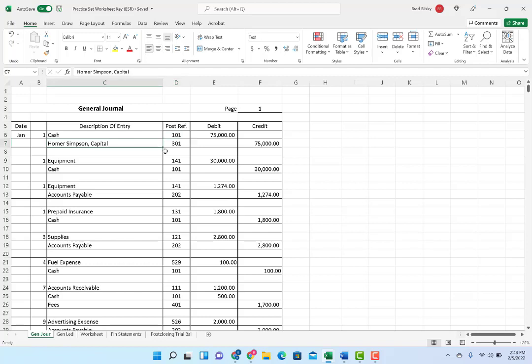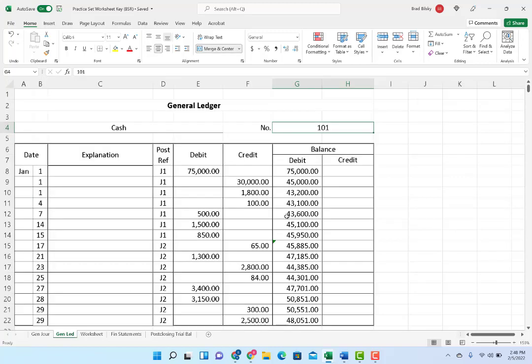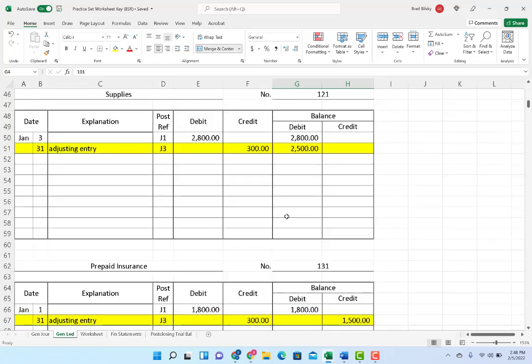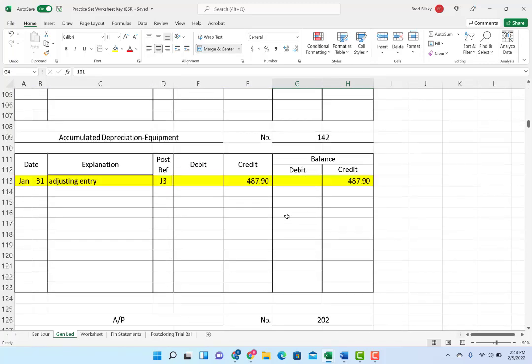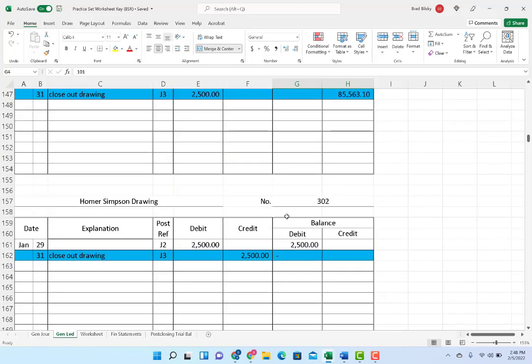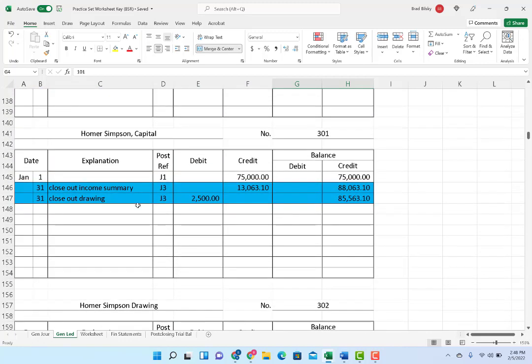Now, the second part of this transaction, we had a credit to capital, so we would go and post that. Notice I've posted all the information here already. I'm just kind of reviewing it at this point. So we're going to go down and find our capital account. Notice on January 1st, we had that $75,000 credit. So after that transaction, the total balance to capital is $75,000.